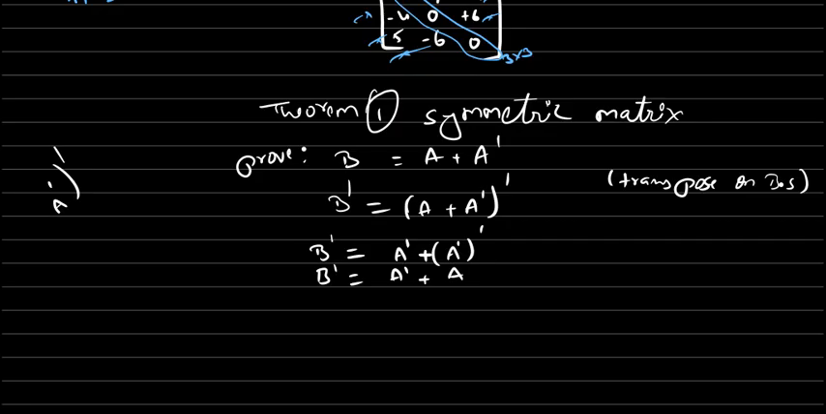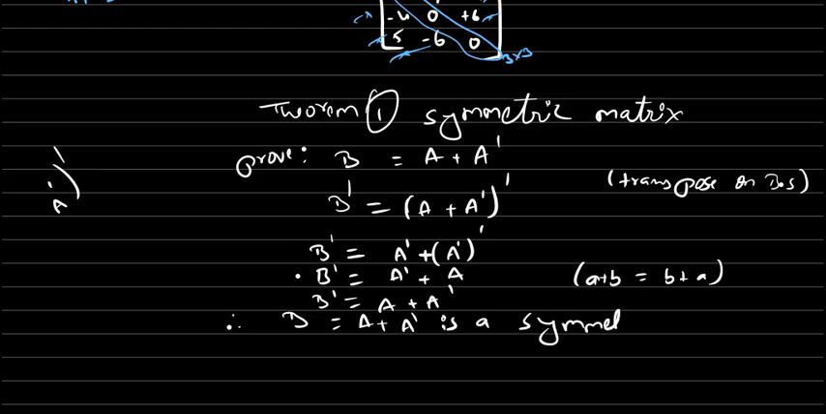And you know that in matrix addition, A plus B is equal to B plus A, whatever it is. So B dash is equal to you can write this as A dash plus A. Since you are getting the same result, therefore B is equal to A plus A dash is symmetric.